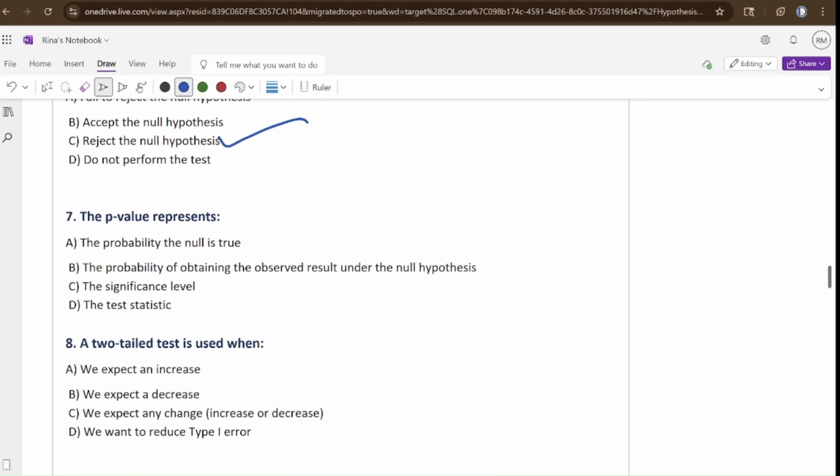Now, what does the p-value represent? P-value means how likely it is that the results you are seeing happened just by chance. So, the probability of obtaining the observed result under the null hypothesis.